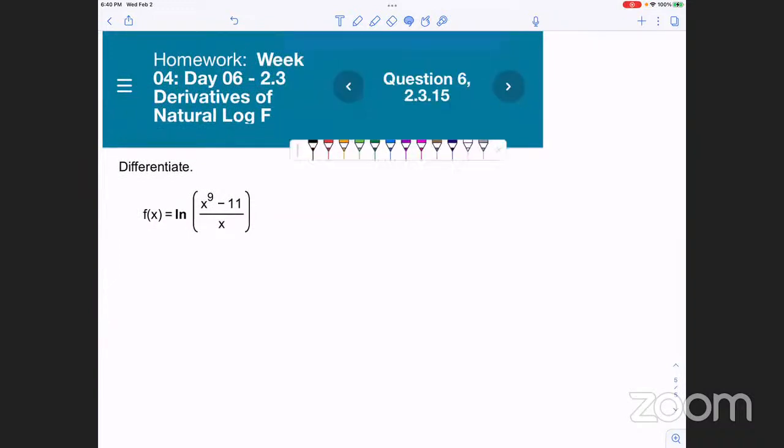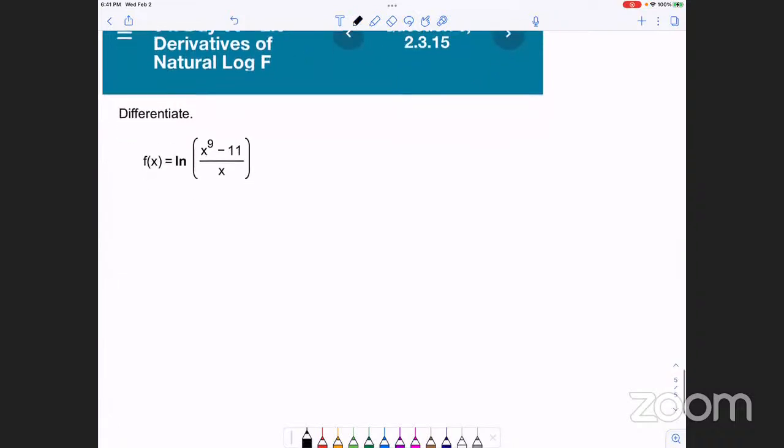Okay, differentiate, right? So now with this one, we can apply the properties of logs, all right? So I think there's a property that says the log of a quotient is the same as the difference of the logs, right? So we can rewrite this. This is the same as the log of x to the 9 minus 11 minus the log of x, right? Yeah, so this is a good one, right?